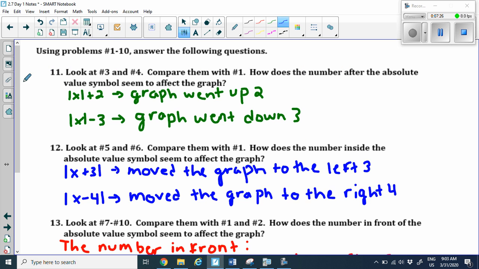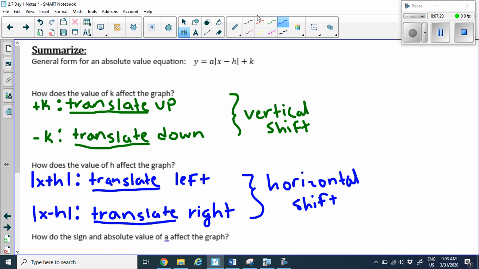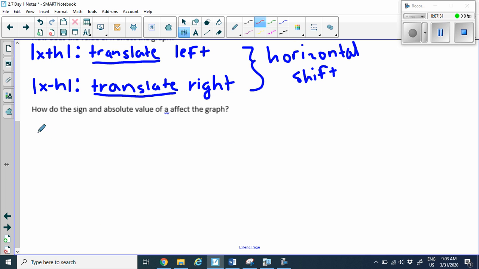So let me go back, and I made that red. Okay, so if we have the absolute value of A and it's greater than 1, we call that a vertical stretch, and that's going to be our key word. And we're going to talk about what this really means here. So the graph becomes narrower.